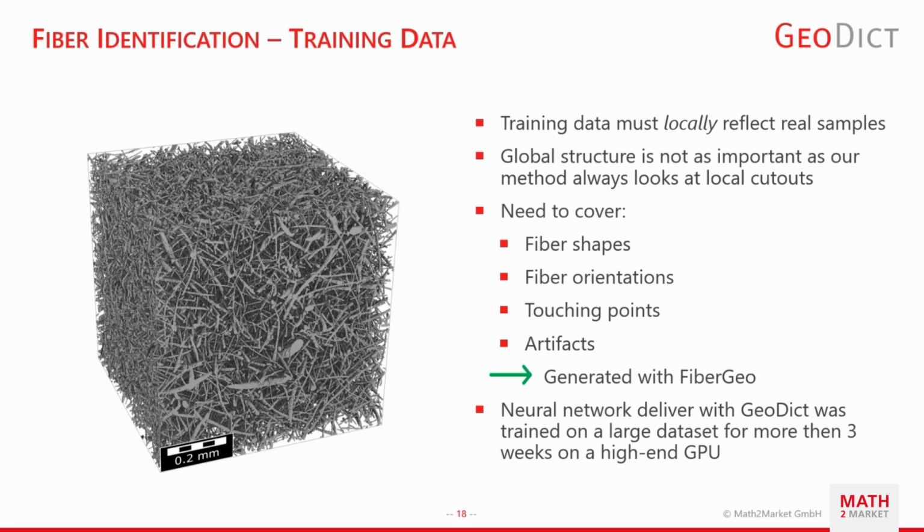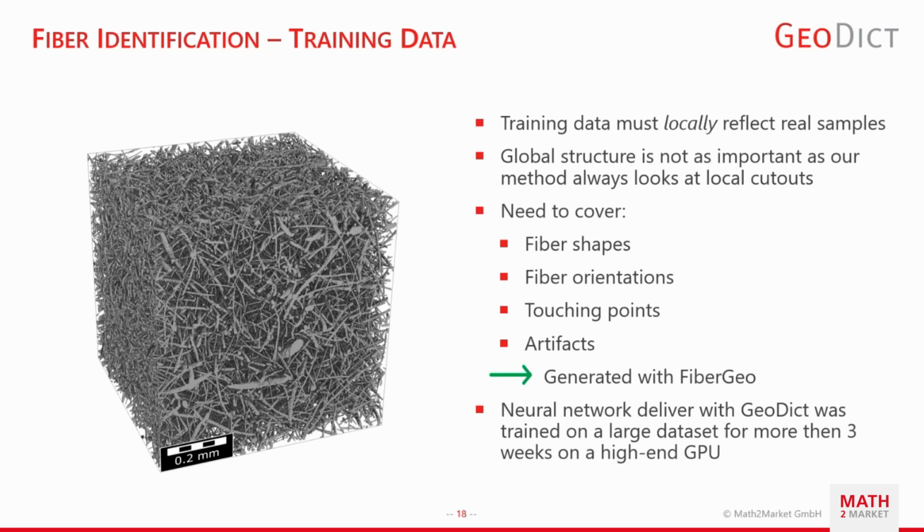The lucky thing is we have FiberGeo. With FiberGeo, we can generate a lot of different types of fiber structures, and we use that to create our own artificial training data. Because for the fibers we generate with FiberGeo, we know where the center line is. So we can easily create images where we have fibers with their center lines encoded.